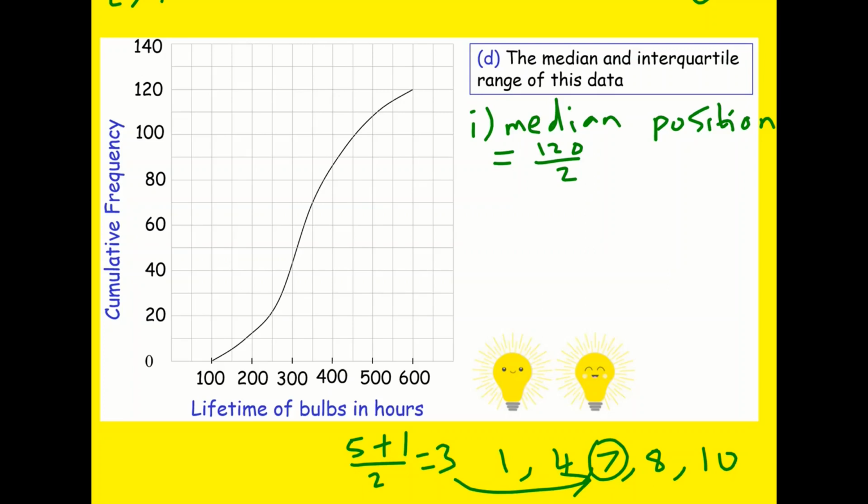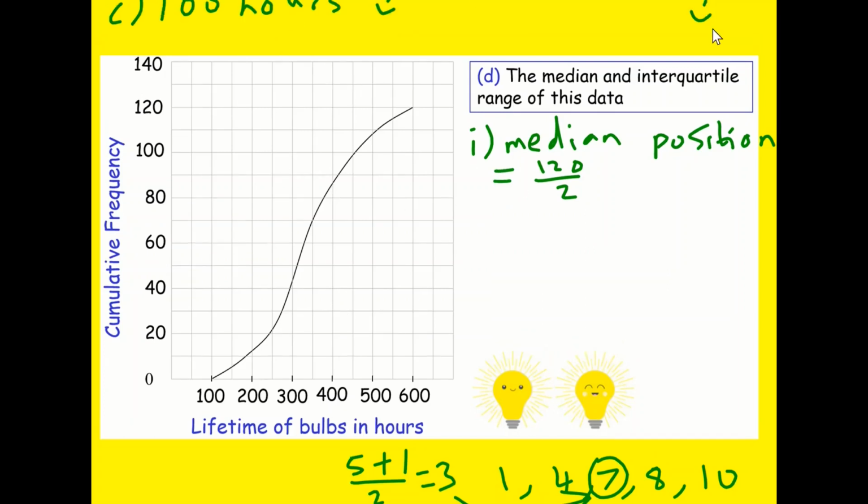However, for a grouped frequency table, for a cumulative frequency graph, you don't bother plussing the 1. You can plus the 1, it's not going to really make any difference. I think that's kind of the idea behind it. There's a bit more to it as well. So the median position is, in this case, going to be 60.